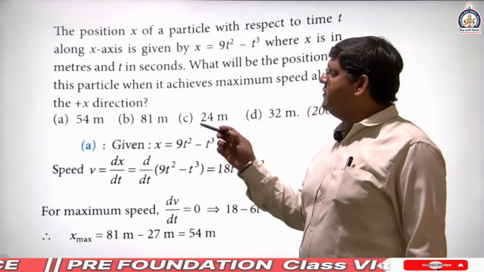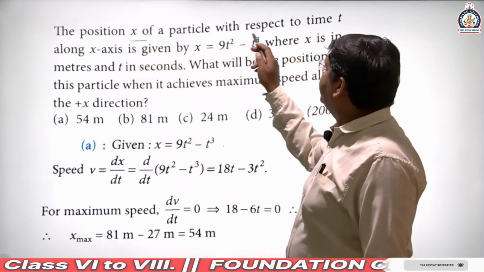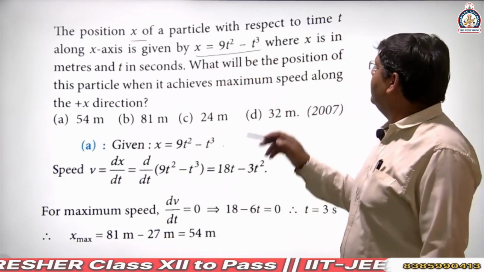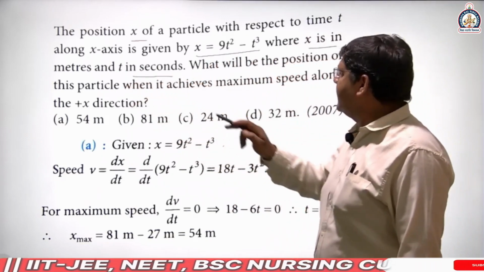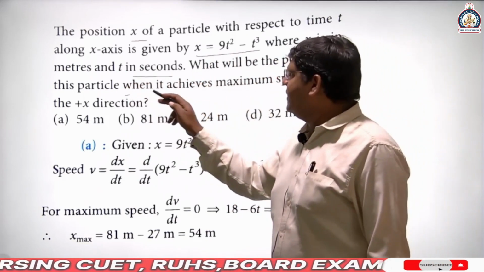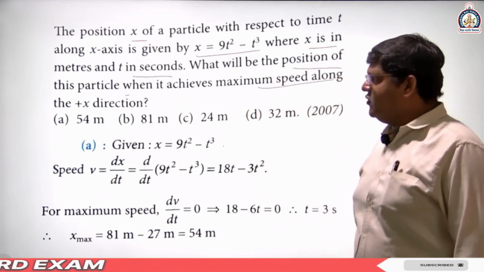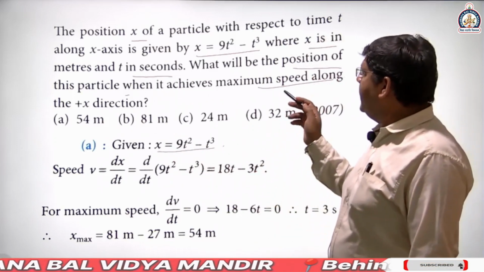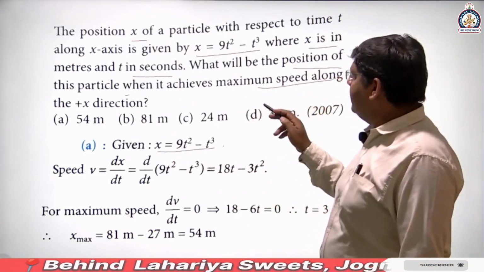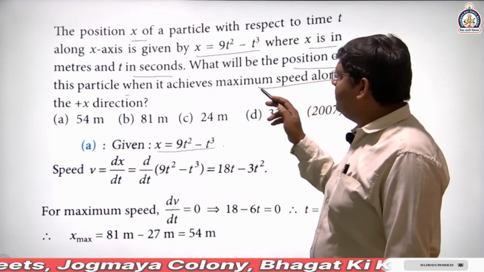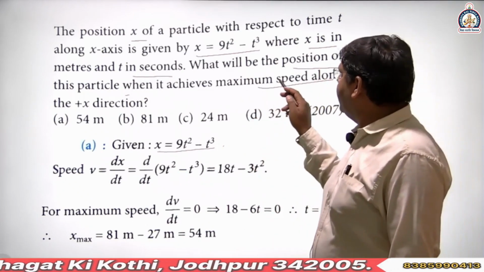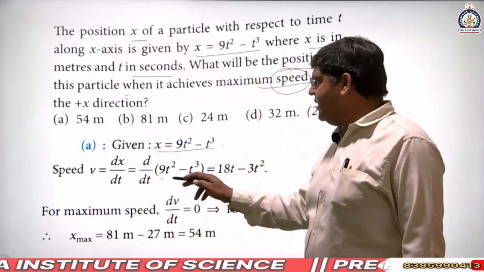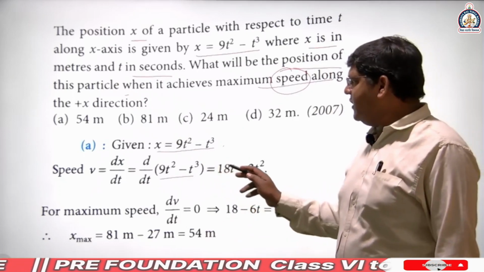The next question says the position x of a particle with respect to time is given by x equal to 9t square minus t cube, where x is in meter and t is in second. What will be the position of this particle when it achieves the maximum speed? So we are provided with the position x equal to 9t square minus t cube. We have to calculate the position when the speed is maximum. So first we have to calculate the speed. Speed is equal to differentiation of position, differentiation of 9t square minus t cube. 9t square comes to 18t.